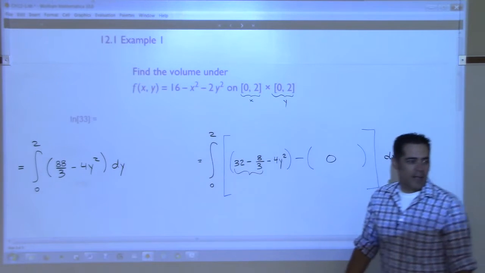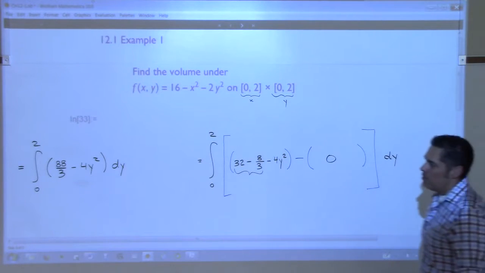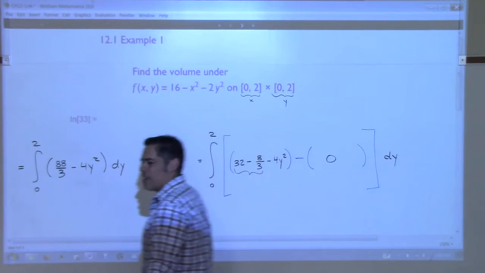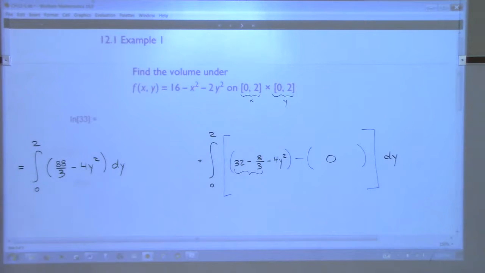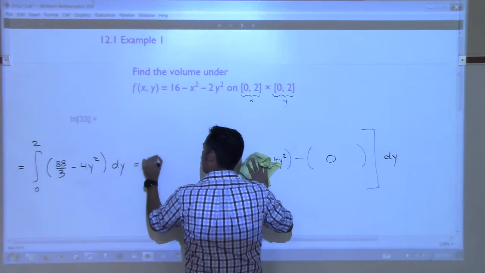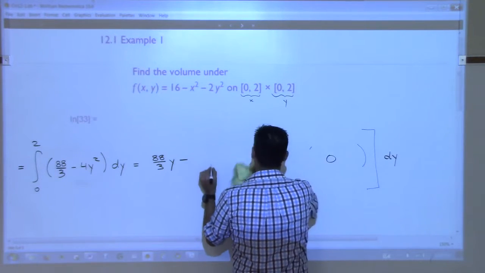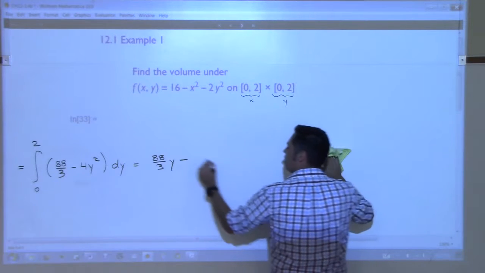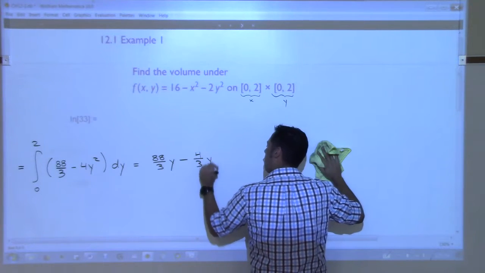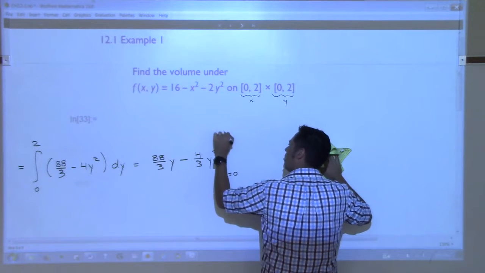And now you are back in Cal 1 or Cal 2. This is Cal 2. Can we just say Cal 2? Yes. Great, okay. We're in Cal 2 now. There's just a basic integral in Cal 2. So the antiderivative of that with respect to y would be 88/3 y, and then minus 4/3 y cubed. And we're going to evaluate this at y equals 0 and y equals 2.